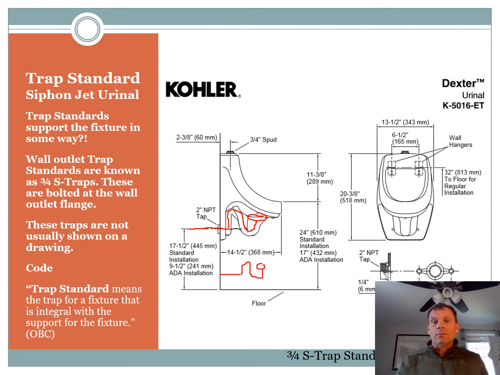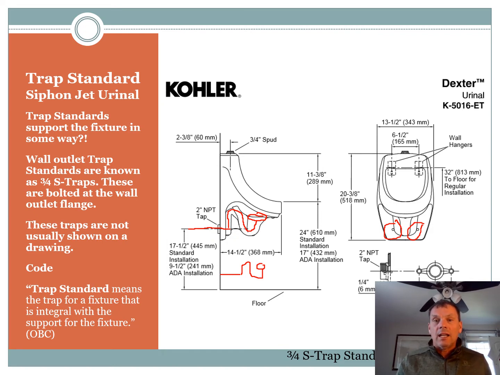And when you get an integral S-trap standard of a sort like that, it is a 3/4 S-trap because it doesn't go all the way. The controversy here is the support. So if you look at the definition, the trap for a fixture that is integral with the support, I consider this, it doesn't actually sit on the trap in this case, it hangs on the wall, but because there's two bolt holes right next to the trap, I consider this a trap standard.